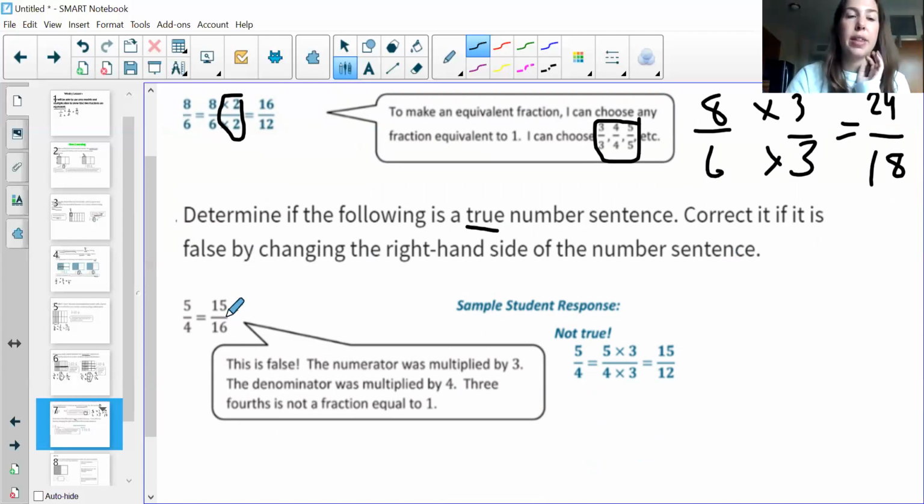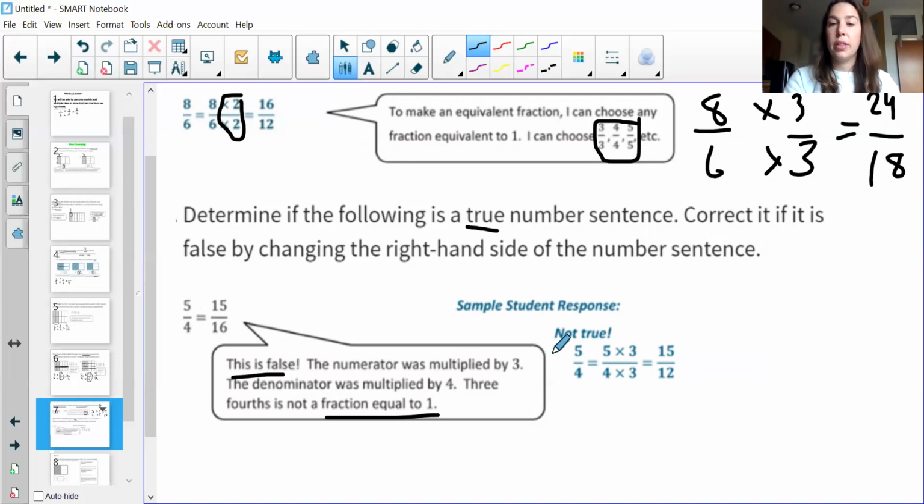So the way that we can think about this is ask ourselves, well, what did they multiply times 4 to get 16? That was 4 times 4. Did they also multiply the numerator times 4? 5 times 4 is not 15, so it's false. The numerator was multiplied by 3, and the denominator was multiplied by 4. 3/4 is not a fraction equal to 1 whole. So they didn't multiply the numerator and denominator by the same number.